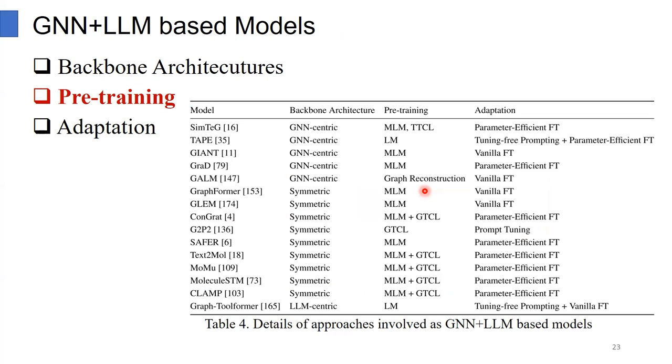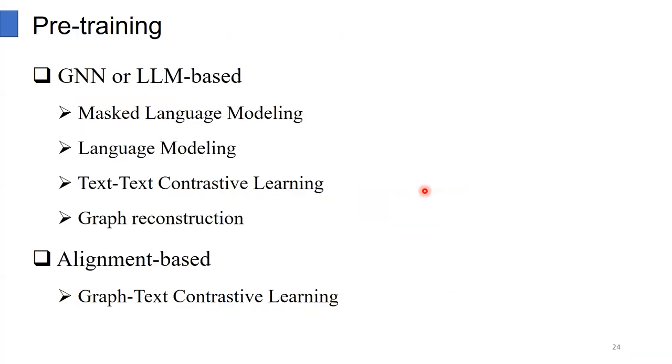Okay, so we have talked about the backbone architecture, then we move on to the pre-training. Because we have both GNN and LLM, we need to do pre-training for both models, right? And for some models, we also need to do alignment, right? Because we want to align the graph and text representations.